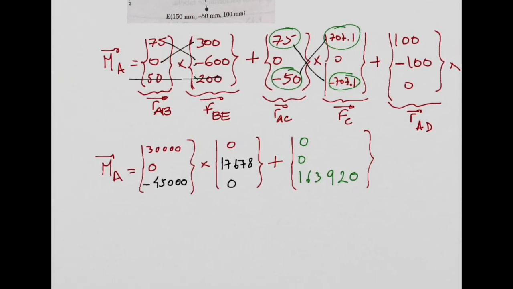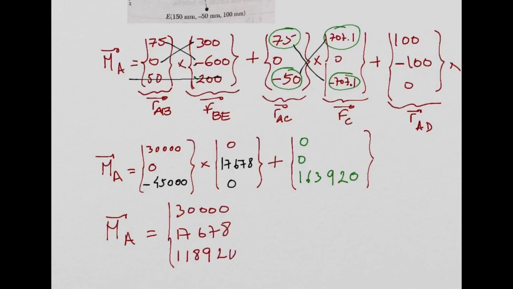And then you just need now to add all these vectors together, and then you get x component 30,000, y component 17,678, z component 118,920. Is this? Yes. Very good. So this is our final result for the moment.